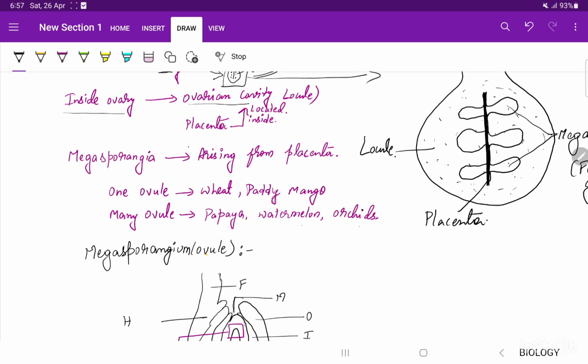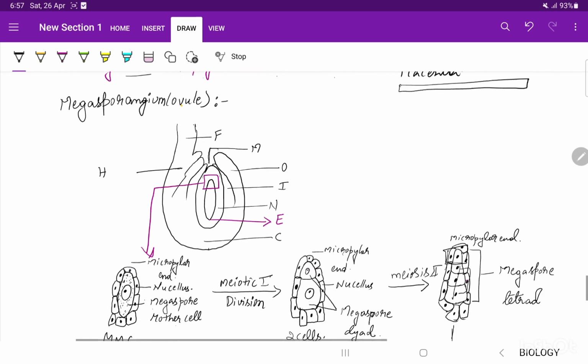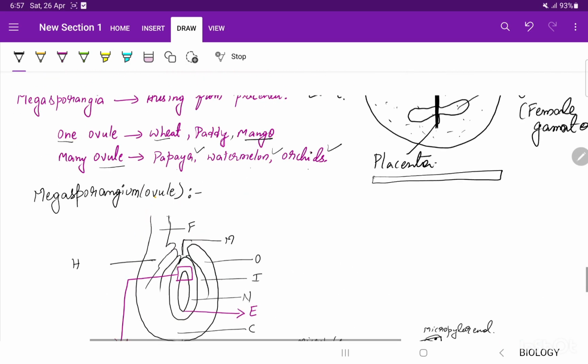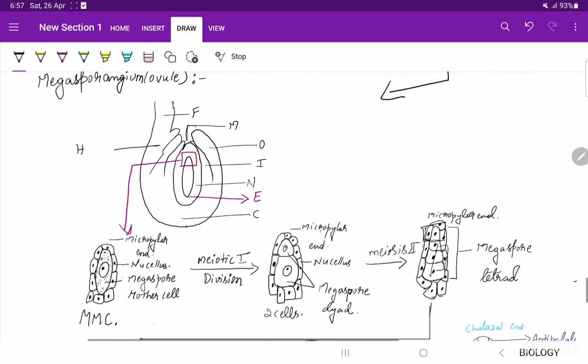For example, there is one ovule present in wheat, paddy and mango. Many ovules are present in papaya, watermelon and orchid. I hope this diagram is clear for everyone. Next we will see what is the structure of the ovule. This structure will be explained in the coming session.